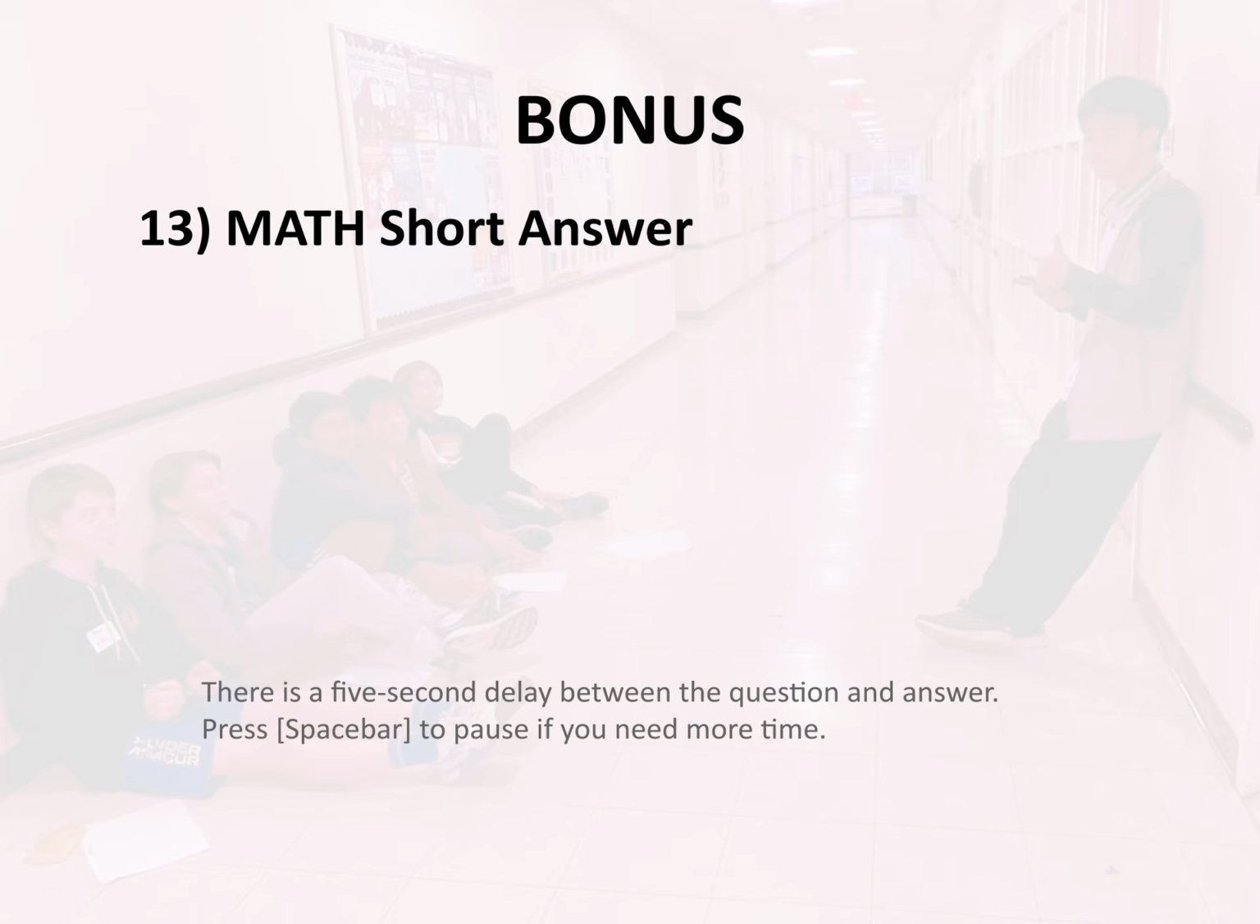Bonus 13. Math. Short answer: provide all of the following 3 points that lie on the graph of the function y equals 2 sine of the quantity x divided by 2. 1 is (0, 2). 2 is (pi, 2). 3 is (2 pi, 0).